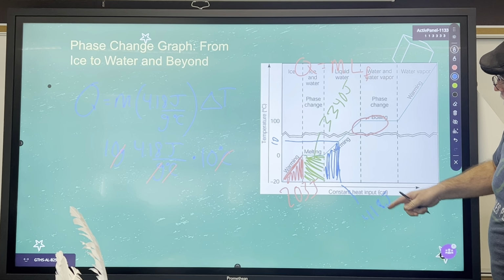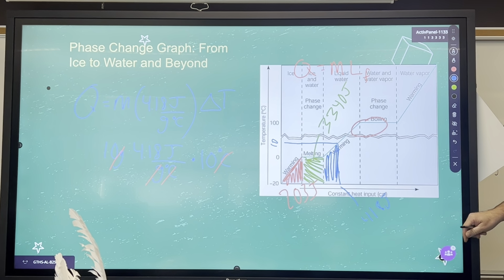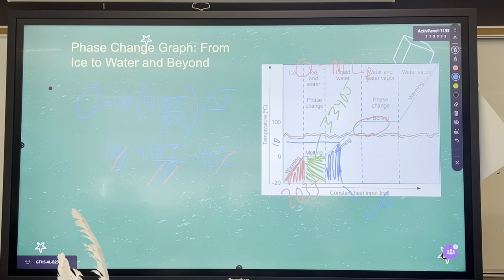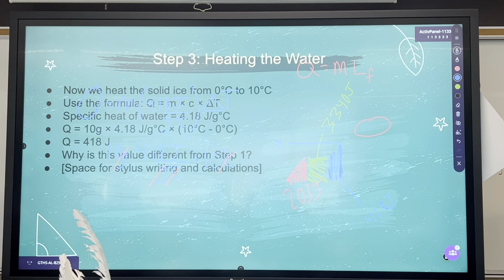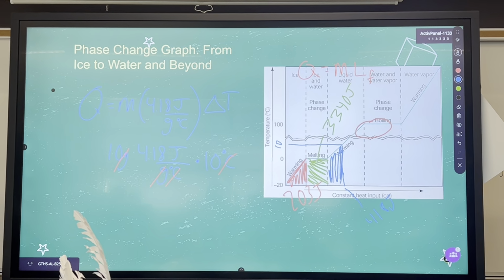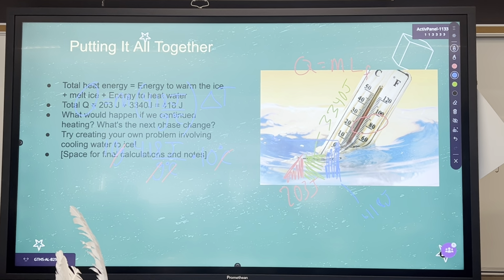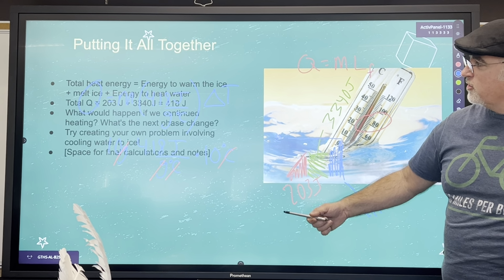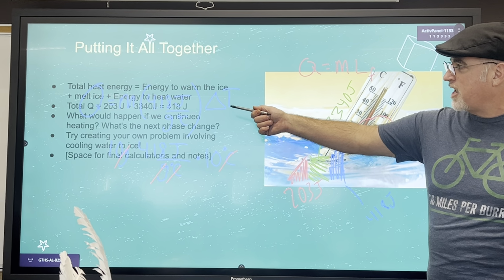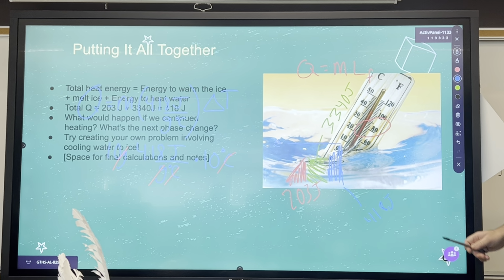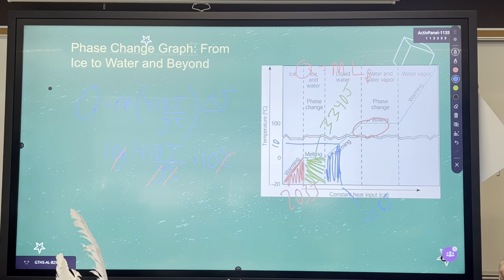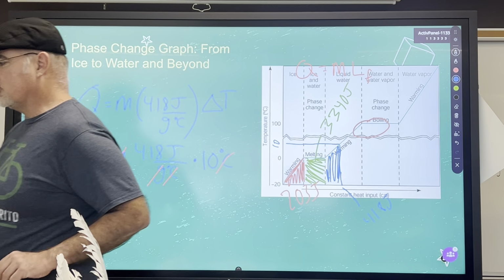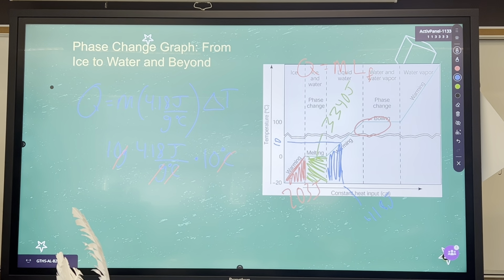418 joules. So all we have to do is add those together. So that's a little calculation, 418. And so to get the total heat, it's 203 plus 418 plus 3,340. That's just adding up these three things together. What would that equal? Let's get the calculator.